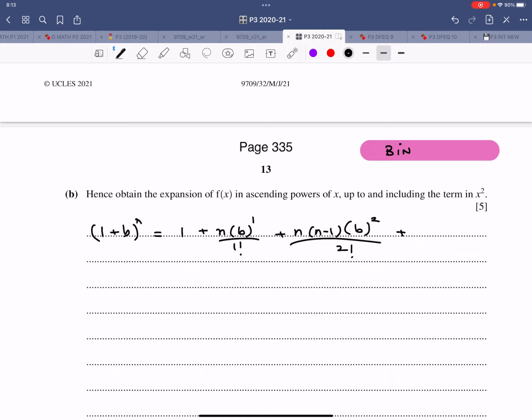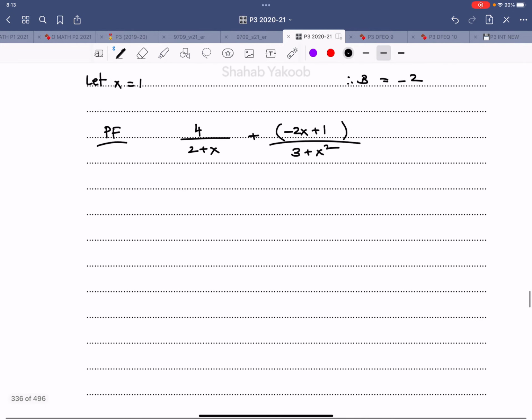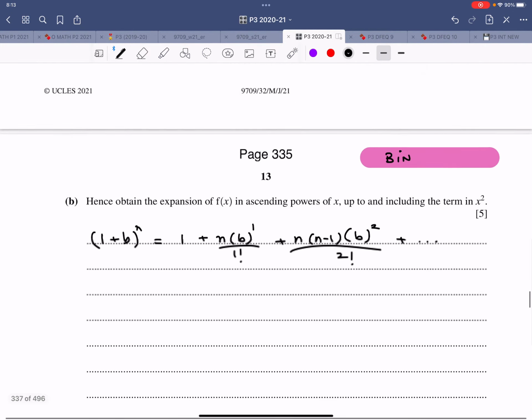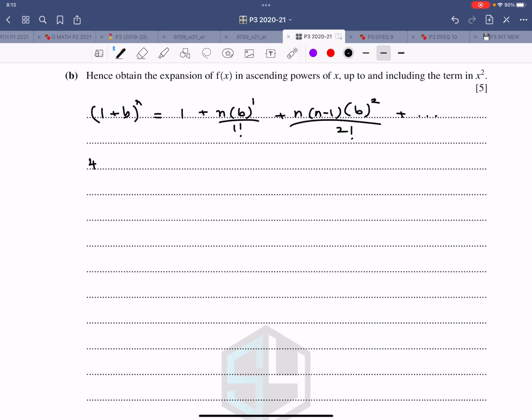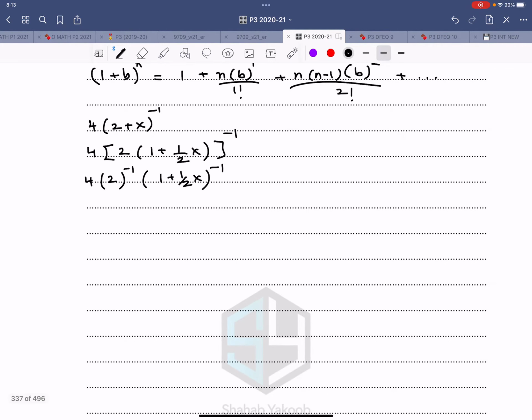So now in the first one, 4 over 2 plus x. Let me first focus on this. 4, 2 plus x raised to power of minus 1. 4 as it is, this is 2 common, 1 plus half x, the whole thing raised to power of minus 1. 4 as it is, 2 raised to power of minus 1. This is 1 plus half x raised to power of minus 1. So 4 over 2 is 2, 1 plus half x raised to power of minus 1.